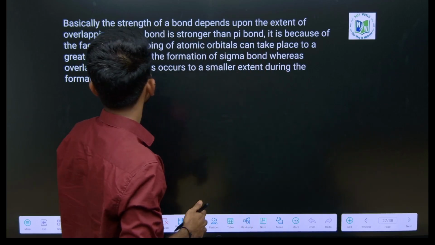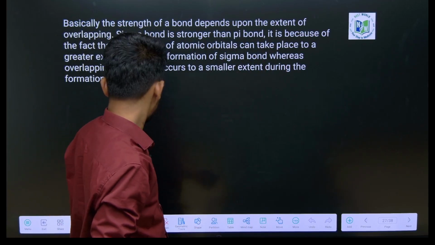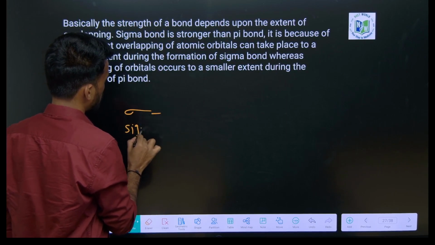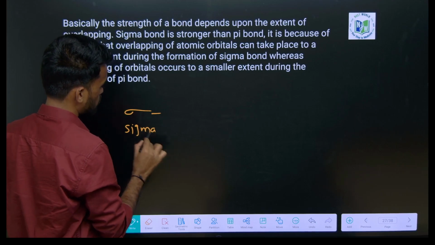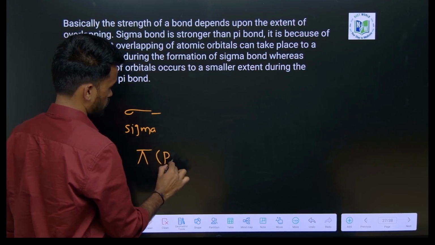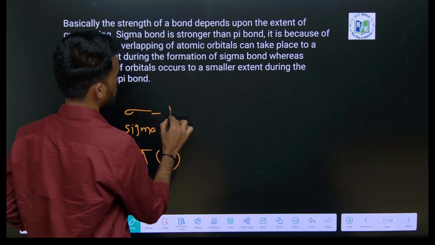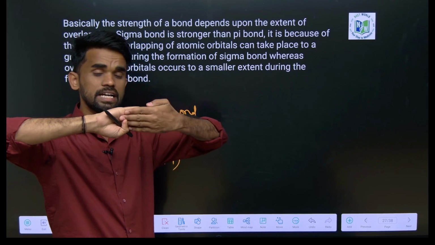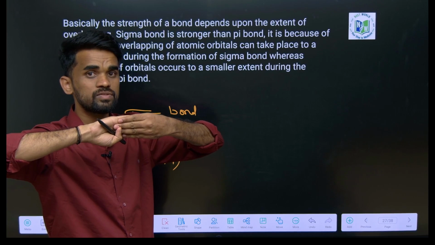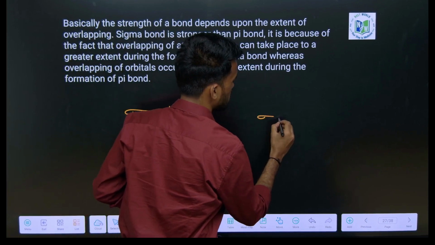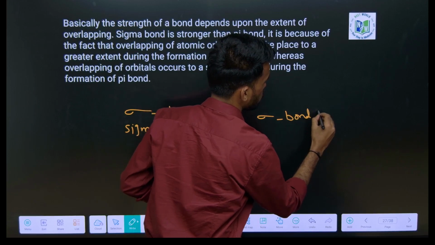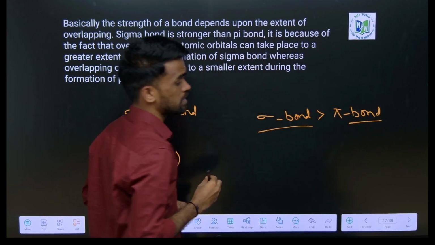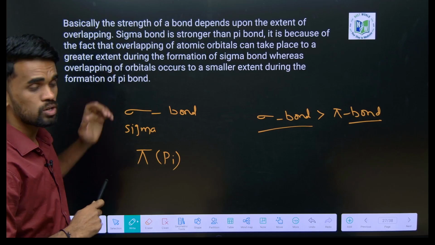Then next, what about strength? So we have two types of bond. One is the sigma bond, which I told you. Instead of writing sigma, you can use this symbol, and you can use the pi symbol like this, or you can write pi. So the sigma bond is formed by axial overlapping. Therefore, the extent of overlapping will be more in the case of a sigma bond. Therefore, sigma bond strength is more than the pi bond. You can read over here.